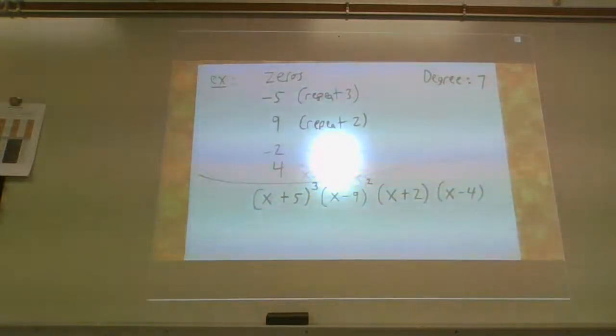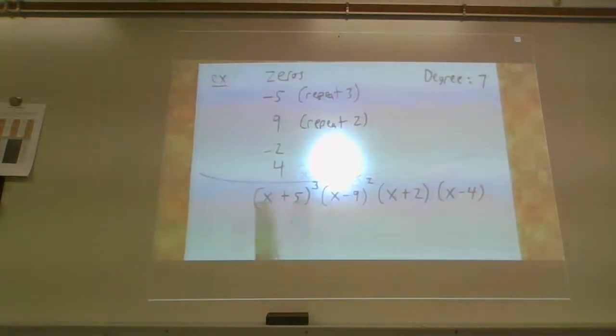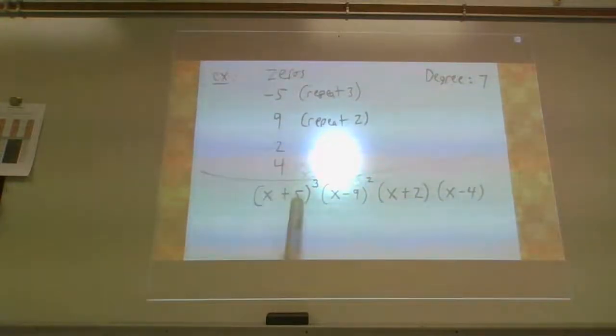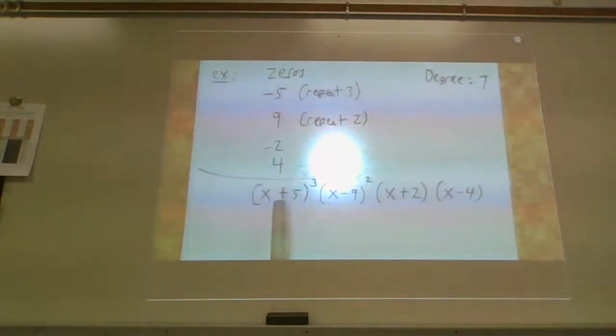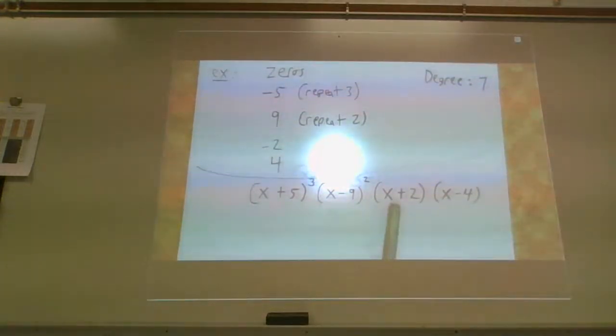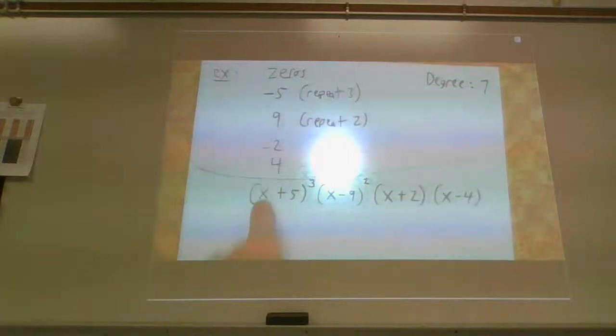So what about the degree of 7? Well, technically, we don't have to worry about the degree of 7 because if you look where I'm pointing right now, if you were to multiply out x plus 5 times x plus 5 times x plus 5, if you were to actually multiply that out, you would end up with an x cubed. Right here, you'd end up with an x squared. Here you get an x, here you get an x. So this is really x cubed.